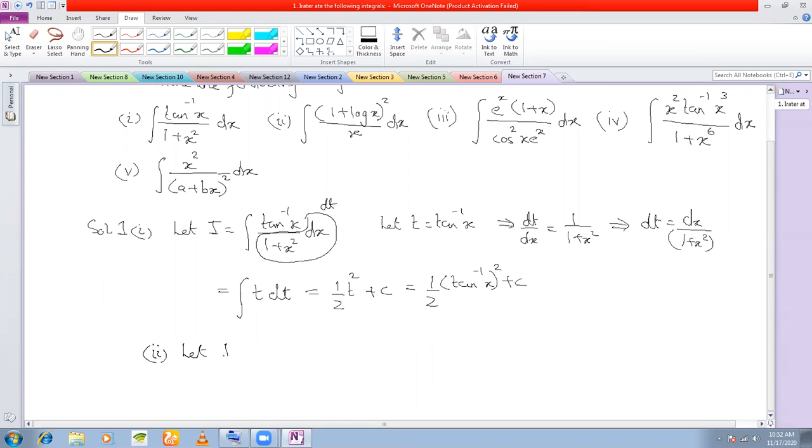Let I is equal to integration of (1 plus log x) whole square divided by x dx. Here again, if you see, the derivative of 1 plus log x, d/dx of 1 plus log x, is 1 by x. So therefore, what you do is you substitute t is equal to 1 plus log x. You can also substitute log x is equal to t, no problem.